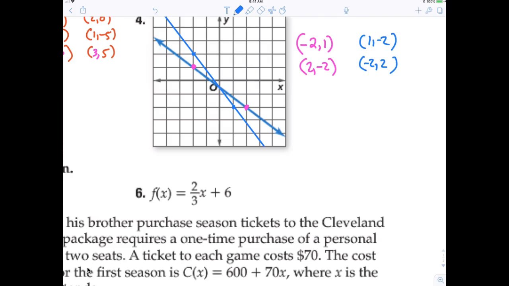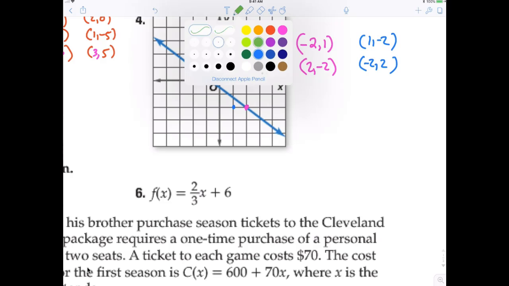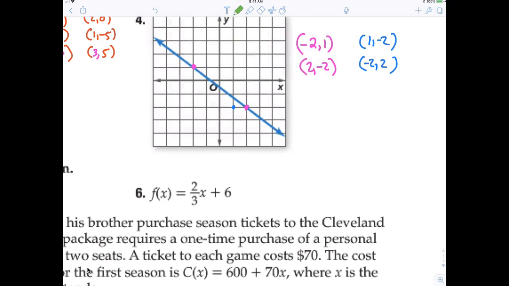I'm going to change the color of it because I want you to see it. -2, 2 again. All right. Then after you do that, guys, what I'd like for you to do is graph y equals x. I'm trying to get you to understand that it's the reflection of that.